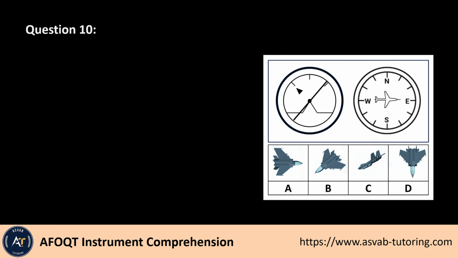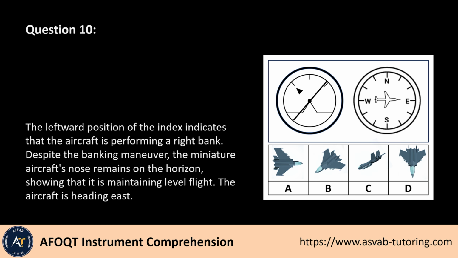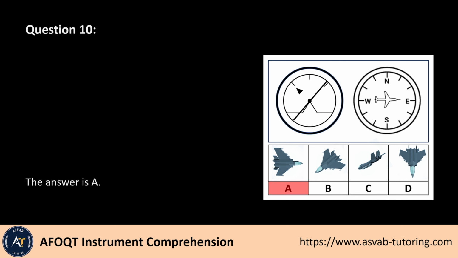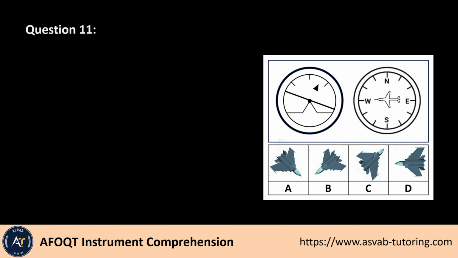Question 10. The leftward position of the index indicates that the aircraft is performing a right bank. Despite the banking maneuver, the miniature aircraft's nose remains on the horizon, showing that it is maintaining level flight. The aircraft is heading east. The answer is A.